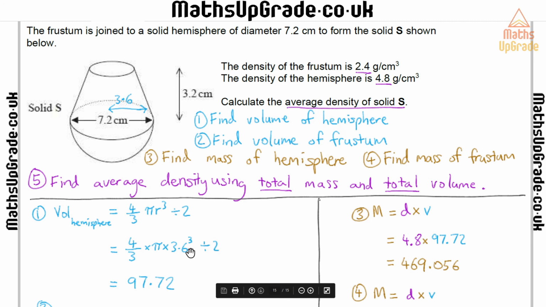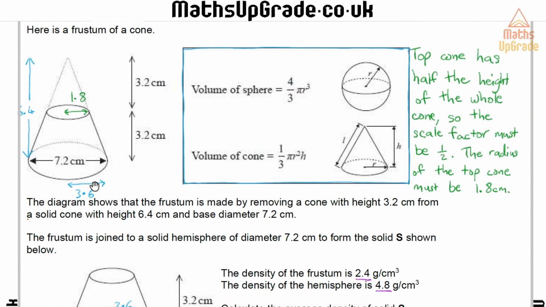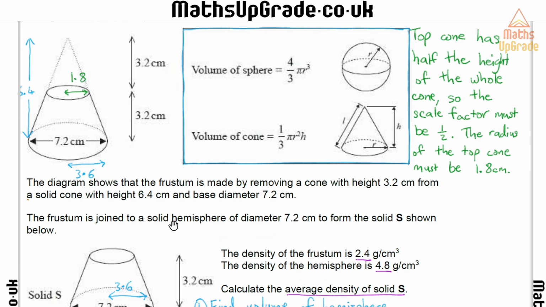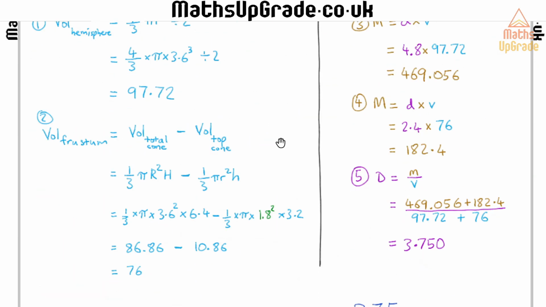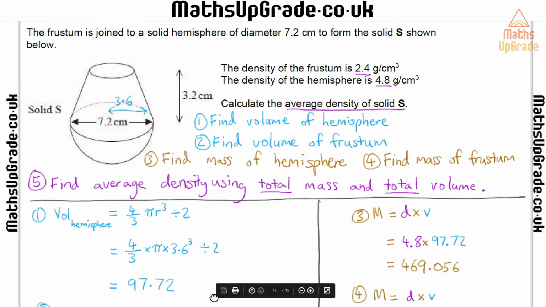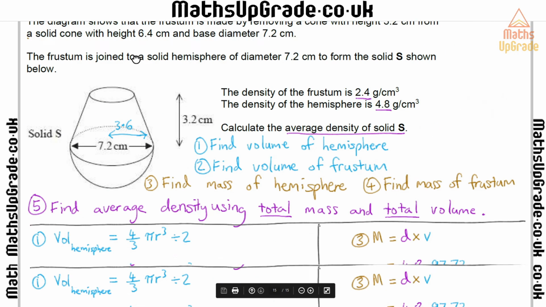Part 2 in this question, I'm going to find the volume of the frustum. The volume of the frustum is the volume of the whole cone subtracting the volume of that top part that's been removed. Here's the volume of the cone given to you in the question. So using that through, I get 76. Remember, this radius of the top cone I've calculated using my knowledge about scale factors here.